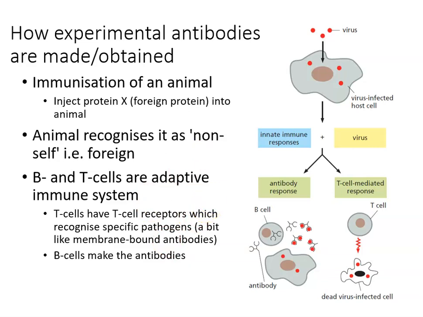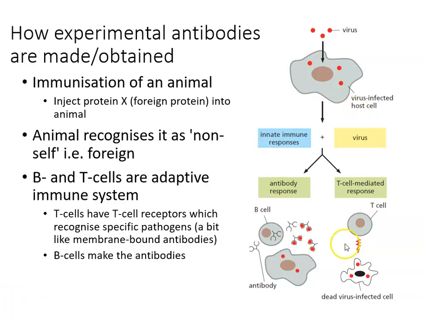And to cut a long story very short, we can immunize an animal with protein X, we can wait a while, we can immunize again, and then we can bleed that animal and extract those antibodies and then purify out the antibodies that recognize protein X. And that is the basic way of making a polyclonal antibody.